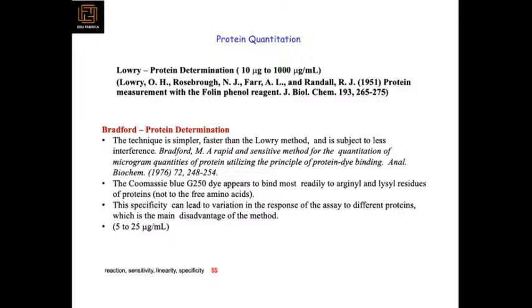In this method, the technique is simple and faster than the Lowry method. There is a Lowry method also, which could help you with protein determination from 10 microgram to 100,000 microgram, but is subject to more interference. In Bradford there is less interference, while Lowry has a lot of interference. In this case, Coomassie Blue G250 is used, which binds most readily to arginyl residues, and this specificity can lead to variation in the response of the assay to different proteins. Here you can calculate from 5 to 25 microgram of protein.